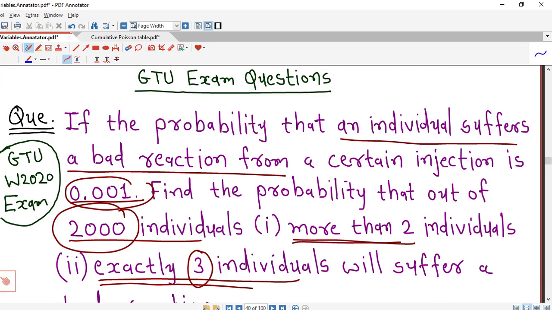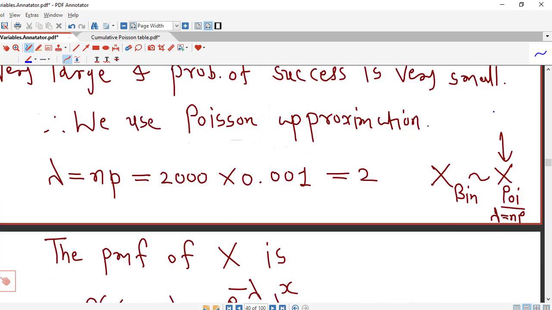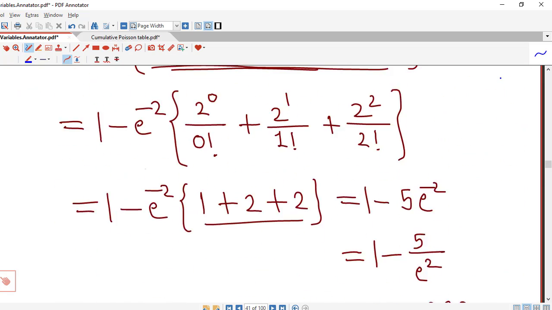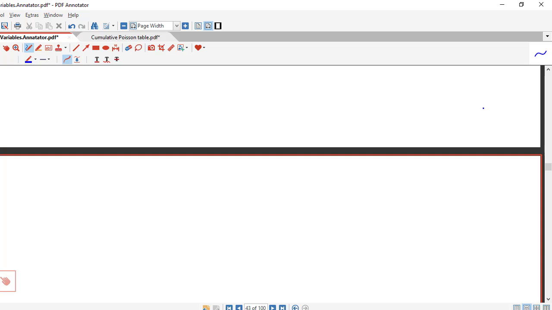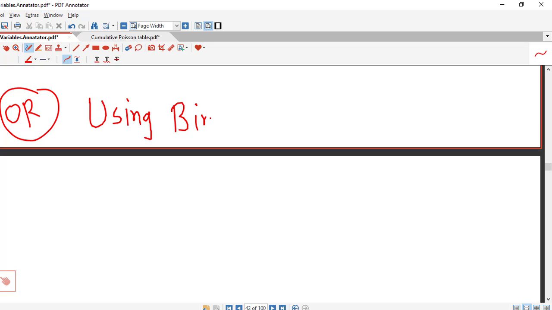If you wish, we can do the same problem using the binomial probability distribution also for understanding. Suppose we want to do the same problem using the binomial distribution, and we can check how good the approximation is. So we are doing the same problem using the binomial distribution.